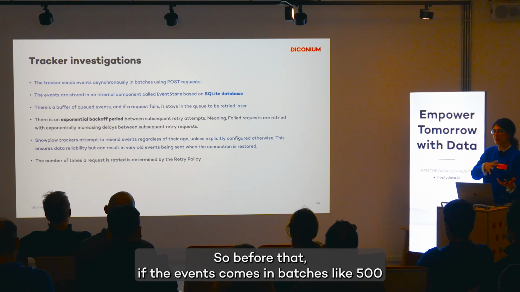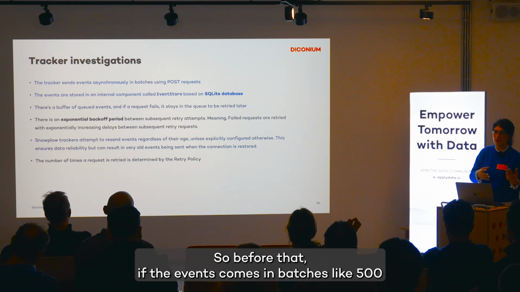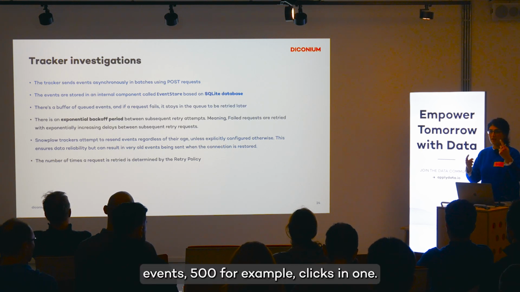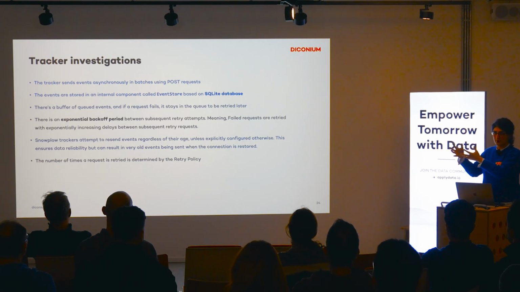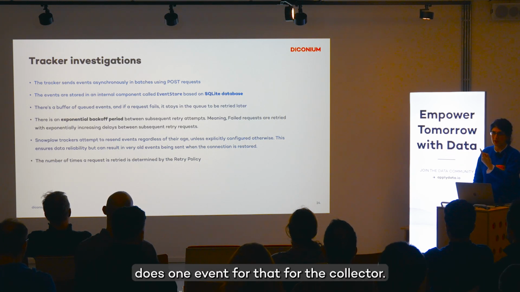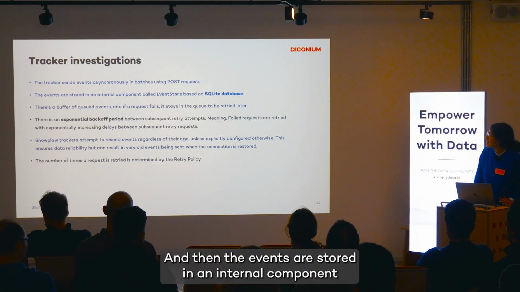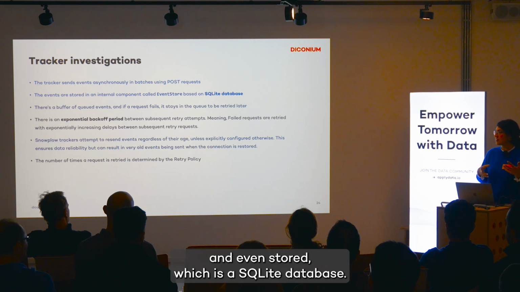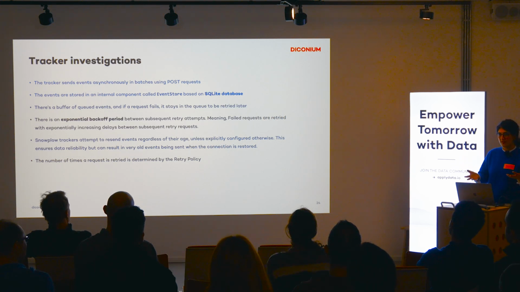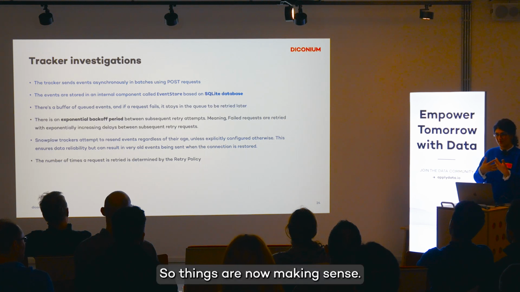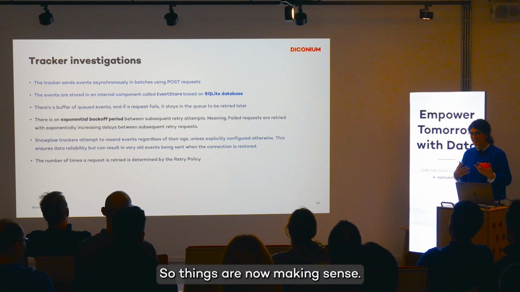Before that, the events come in batches, like 500 events, for example, 500 clicks considered as one event for the collector. And then the events are stored in an internal component, the event store, which is a SQLite database. So things are now making sense.